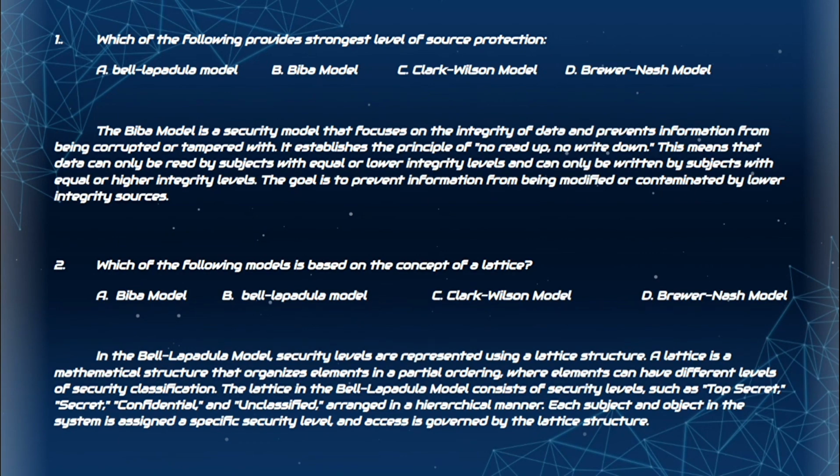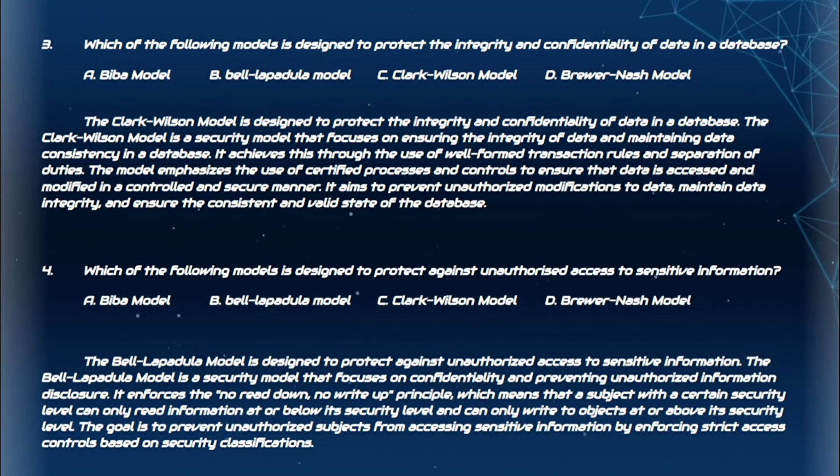In the Bell-LaPadula model, security levels are represented using a lattice structure. A lattice is a mathematical structure that organizes elements in a partial ordering, where elements can have different levels of security classification. The lattice in the Bell-LaPadula model consists of security levels such as top secret, secret, confidential, and unclassified, arranged in a hierarchical manner. Each subject and object in the system is assigned a specific security level and access is governed by the lattice structure. Let's move to the next question.